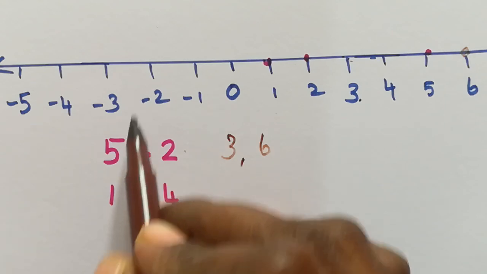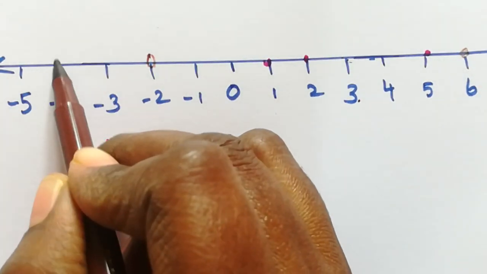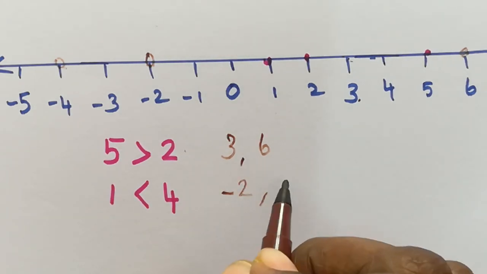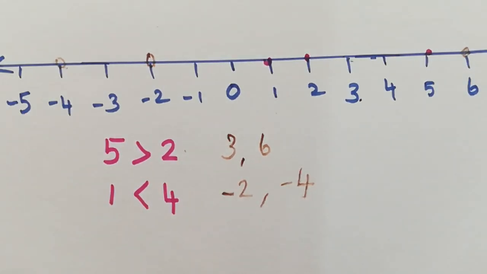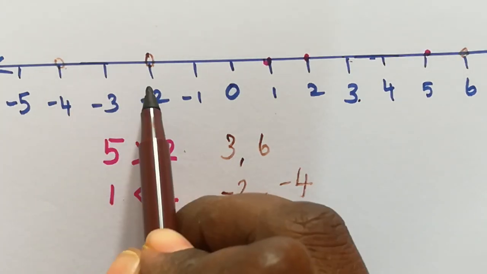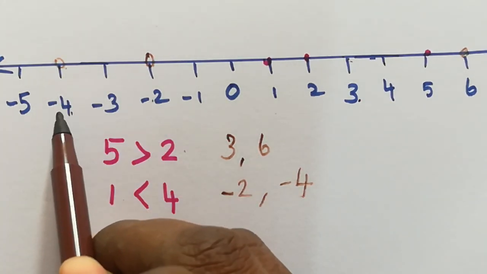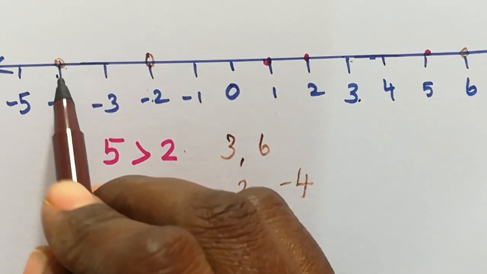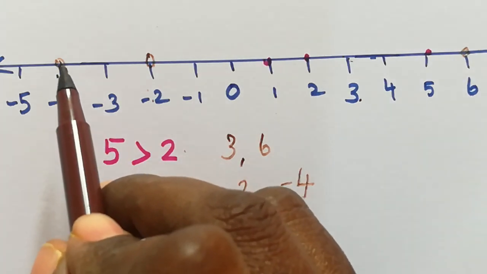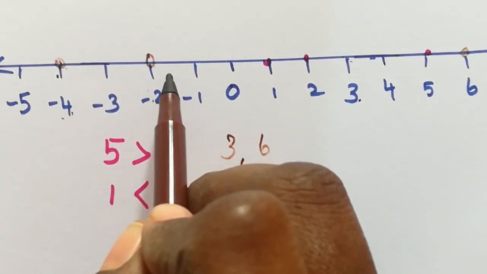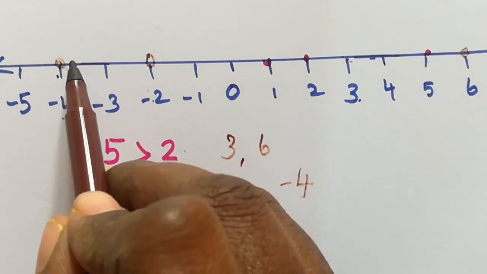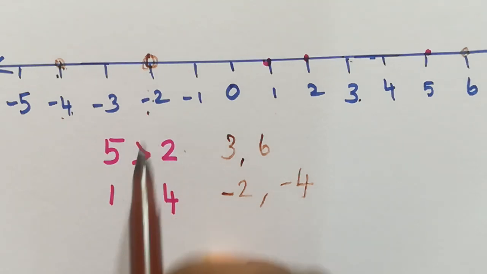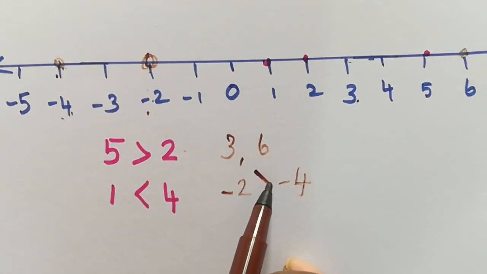For example, when you compare minus 2 and minus 4, which is greater? Minus 4 is left of minus 2, isn't it? So left means smaller. Which one is greater? I said the number which lies right is greater. So on the right side, which number is there? Minus 2. So minus 2 is greater.